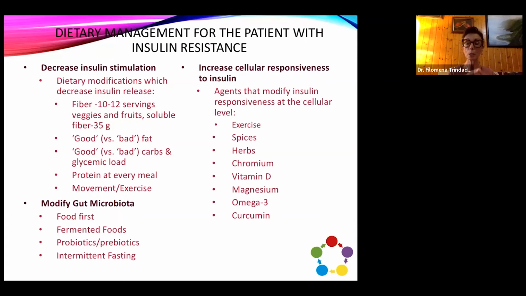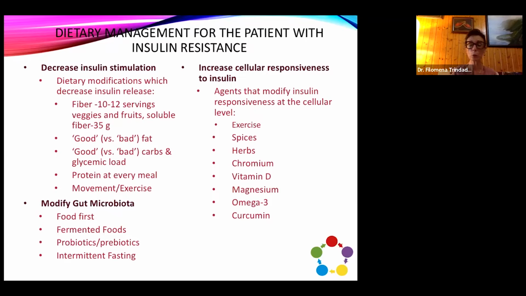And so by decreasing insulin stimulation, it's a lot of what I already mentioned: those 10 to 12 servings of vegetables and fruit, and then 35 grams of soluble fiber per day, which usually equals 2 tablespoons of flaxseed meal, 2 tablespoons of chia seeds. And you can sprinkle these in anything. You can make chia crackers. I also have that on my YouTube channel.